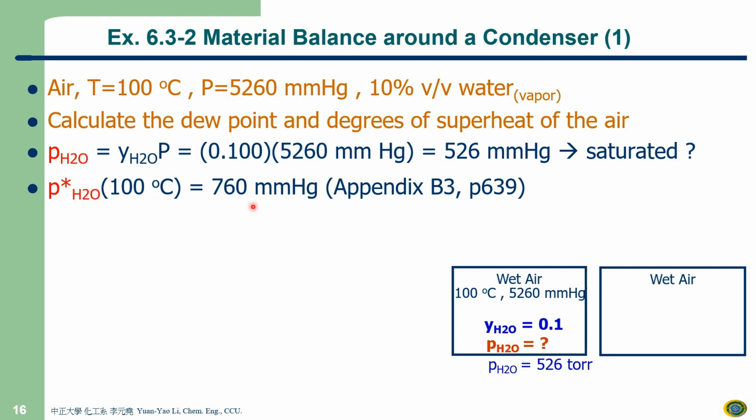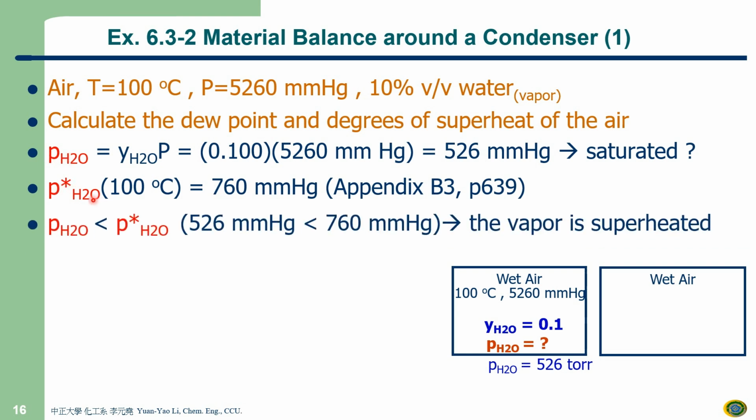Okay, so 525 is smaller than 760, so PI will be smaller than PI star. Right? PI will be smaller than PI star because 526 will be smaller than 760. So this vapor is superheated. Water is superheated. Okay, so superheated vapor.